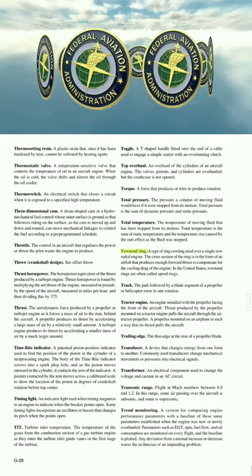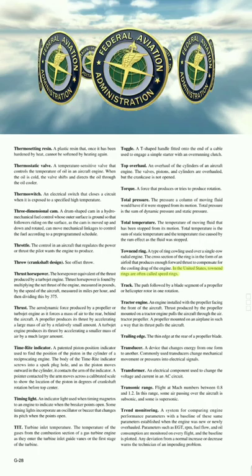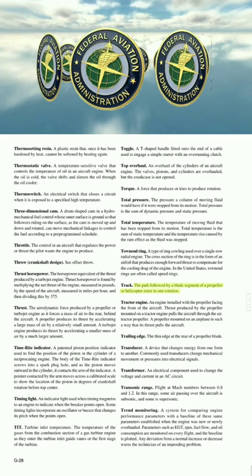Townend ring. A type of ring cowling used over a single row radial engine. The cross-section of the ring is in the form of an airfoil that produces enough forward thrust to compensate for the cooling drag of the engine. In the United States, Townend rings are often called speed rings. Track. The path followed by a blade segment of a propeller or helicopter rotor in one rotation.